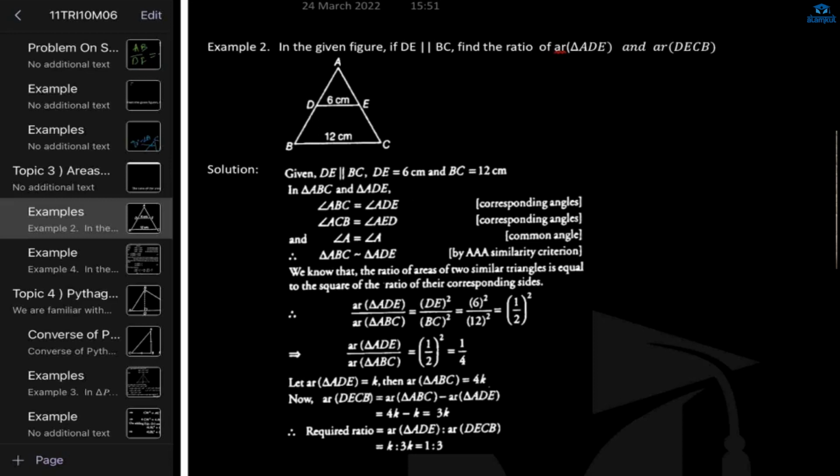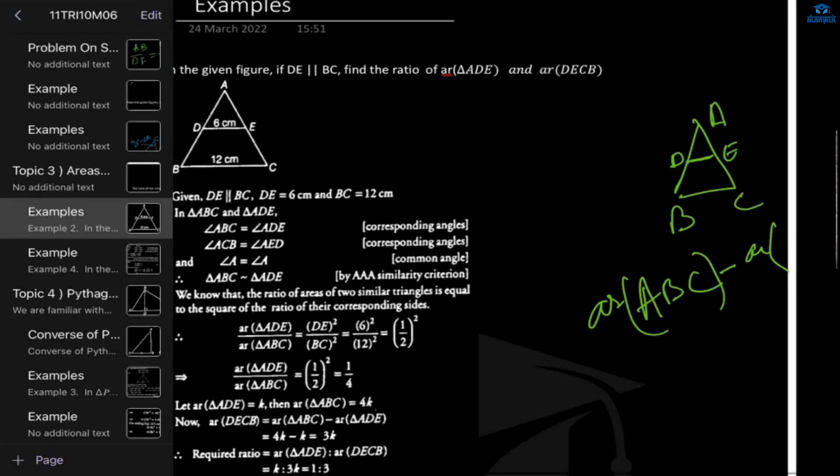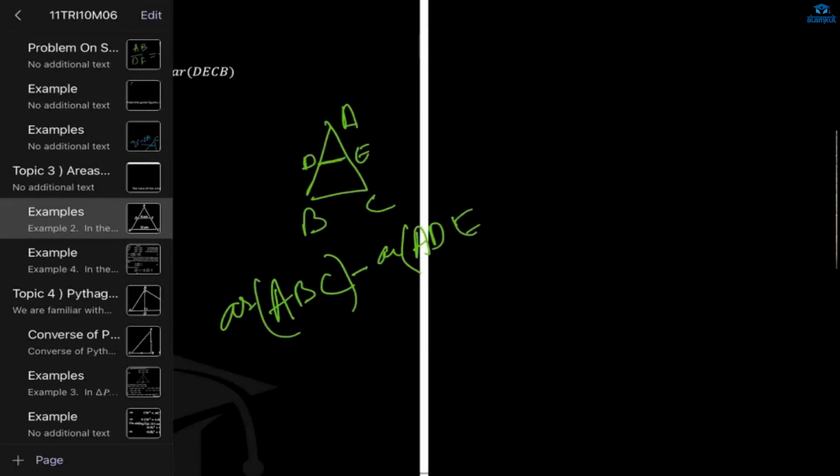can subtract this area from the bigger triangle here. If you see the bigger triangle ABC, you will find the area of ABC, and then you also find the area of ADE. In the bigger triangle, area of ABC minus area of ADE will be equal to area of DEBC. So first we are going to find the ratio of both these triangles.